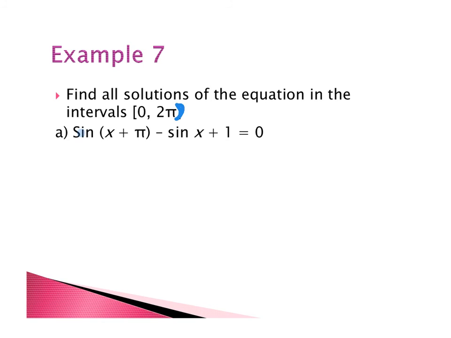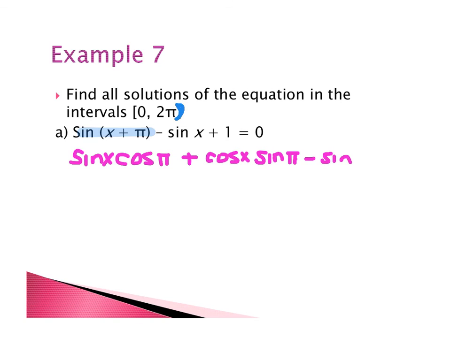Hopefully you see the sum that's happening here. I want to expand that out. So it's sine, which is sine, cosine, cosine, sine. Sine of the first, cosine of the second. Keep the positive or negative the same. Cosine of the first, sine of the second. Minus sine of x plus 1 equals 0.